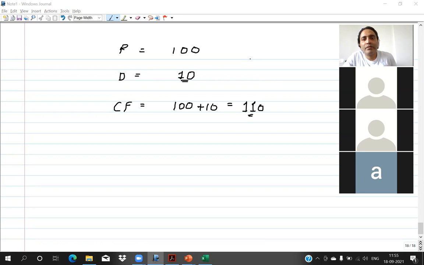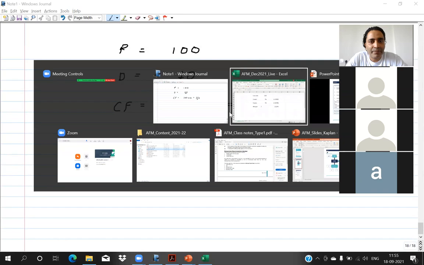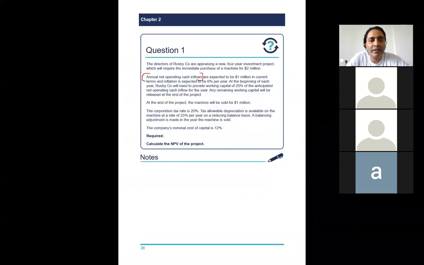Yes, sir. Okay, cool. So the first step will be to calculate the depreciation. We have to deduct the depreciation first from the operating cash flow and then add it back later on. Okay, so what is the percentage of depreciation given? The corporation tax is 20%.